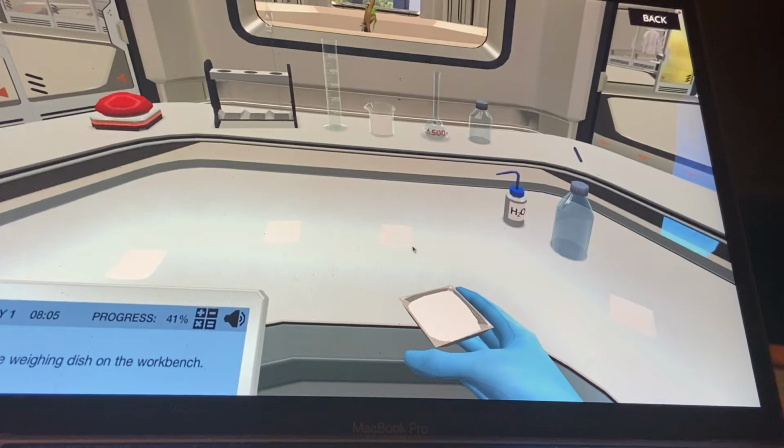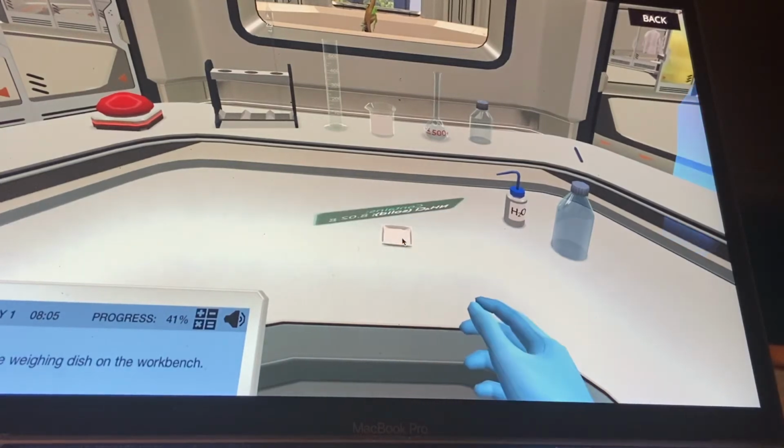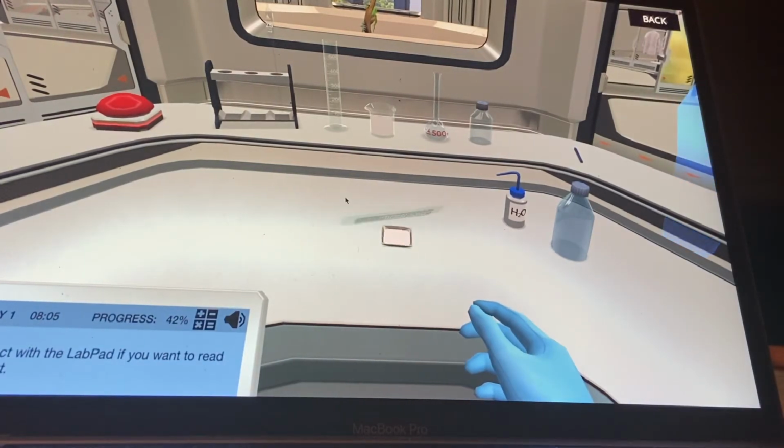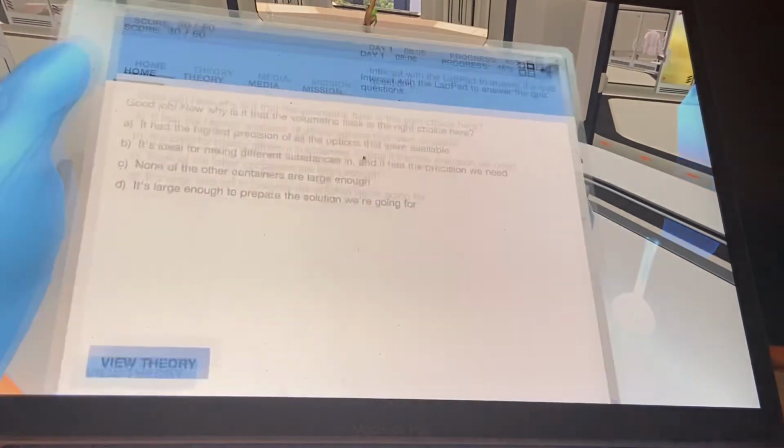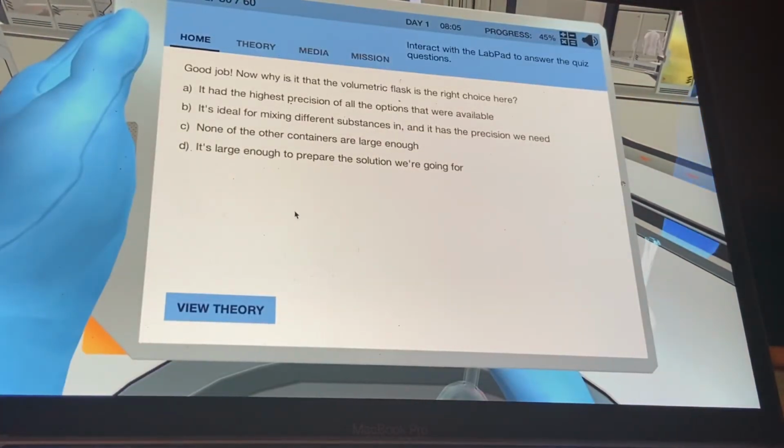Put the weighing dish on the workbench. You now have to choose what glassware you want to prepare your solution in. Which one do you think is fit for this purpose? Choose the piece of glassware that you want to use for prepare. Good job! Now why is it that the volumetric flask is the right choice here?